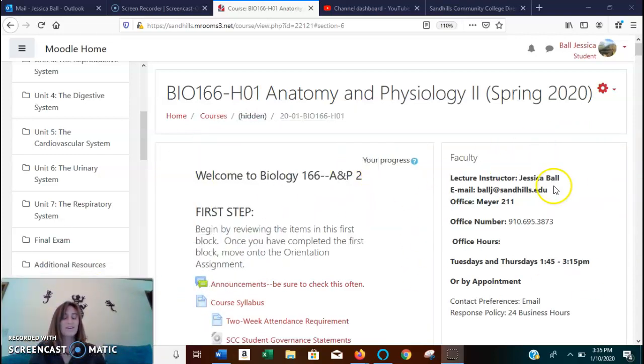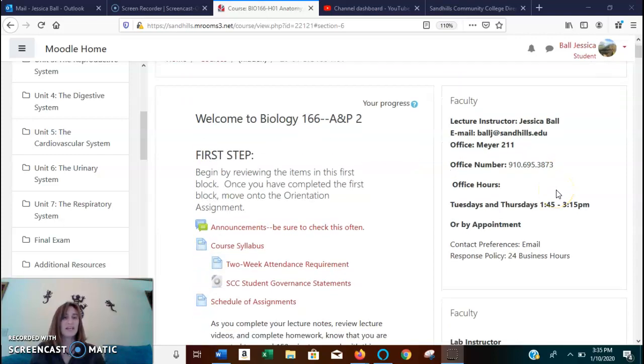On the right, you have my information on how to get in touch with me. I teach on campus on Tuesdays and Thursdays, so my office hours are 1:45 to 3:15. I'm adjunct, which means I'm part-time. So this is when I'm available on campus if you want to see me in person.